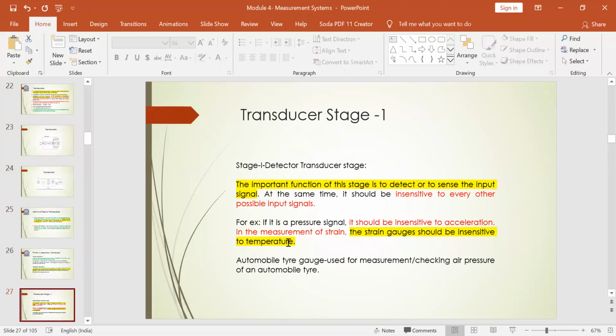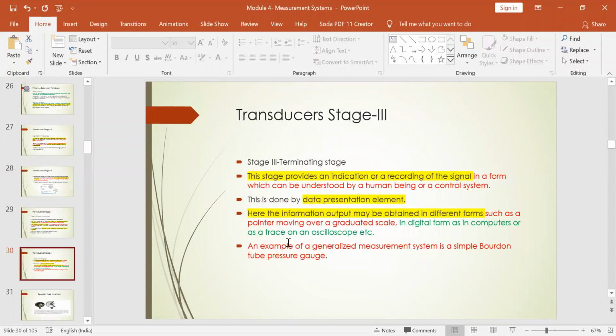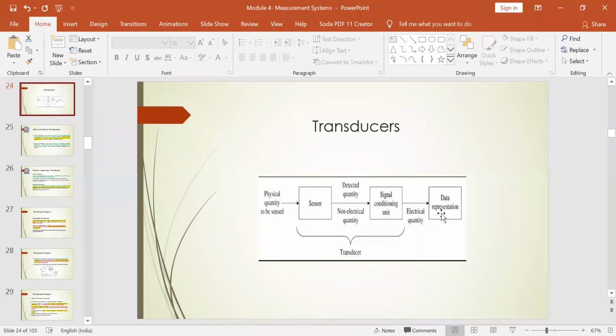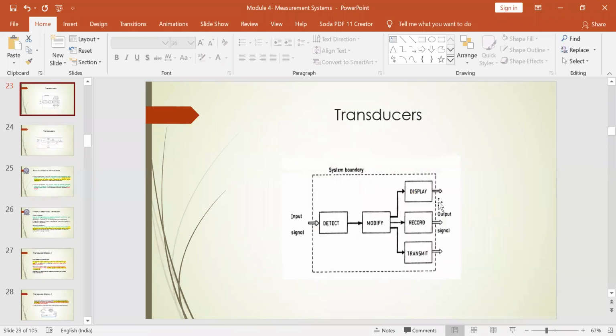transducers. Before going into the classification, next you should know the different stages of transducers: transducer stage 1, 2 and 3. As I explained in the diagram, it has 3 stages, right from sensing to giving the required output data, because it has to sense, it has to modify, and it has to display the output or record or transmit. So you need transducer stage 1, stage 2 and stage 3.